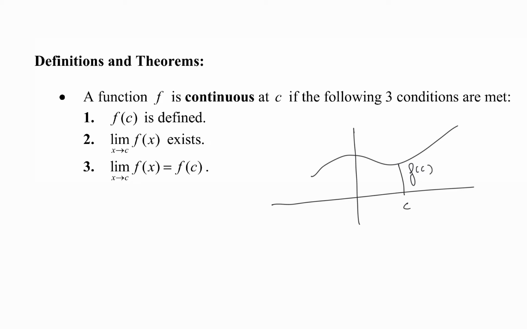The second condition, if you want a continuous function, is that the limit when x approaches c, to the right or to the left, exists. And the third condition is that this limit is exactly f of c. So if the limit when x approaches c of the function f of x is the value of the function at the point c, we say that the function is continuous.